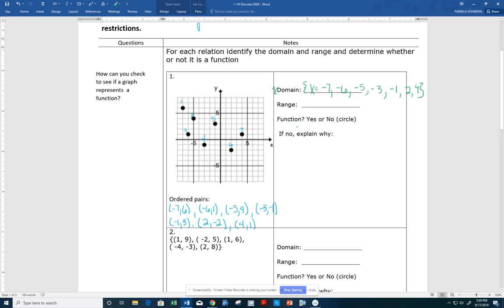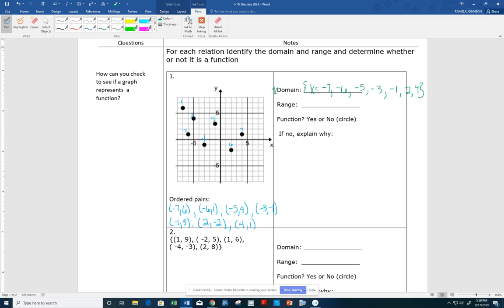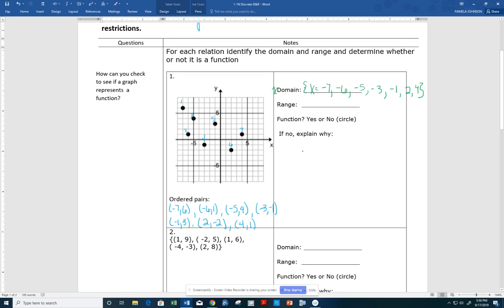Okay. Our range is going to be our y values. Okay. So our y values, we're going to do the same thing with them. We're going to list them from the lowest value to the largest value. And if that value shows up more than one time, we're only going to write it one time. Now, again, on a graph, it's fairly easy. We just start with the lowest point, this one, which is at -2. And then we just work our way up. So -2, then -1.